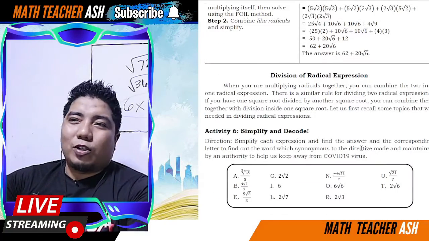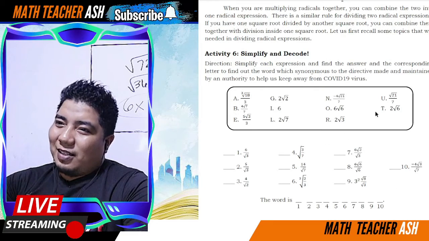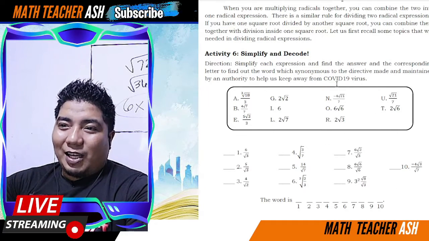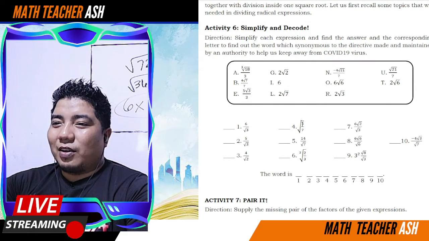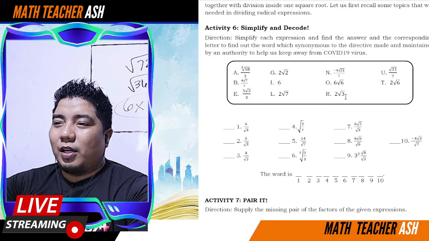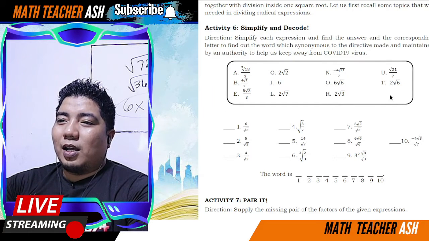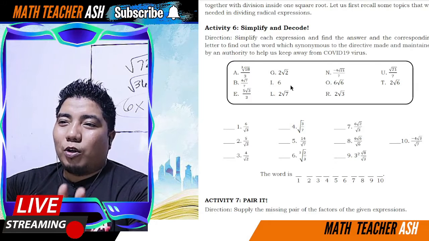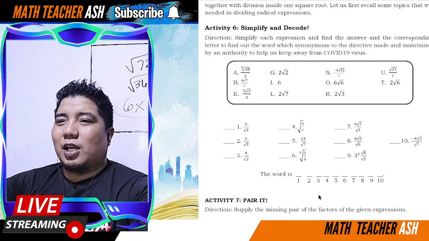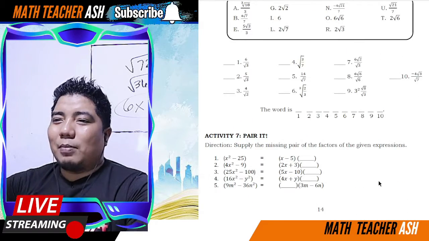Okay. So, now let us go to the division of radical expression. So, same pa rin, magsisimplify tayo. Okay? When you simplify, the choices are here. Okay? Ito yung mga isi-simplify mo na part. At ito yung mga choices mo. Dito ka kukuha ng mga sagot. Okay? So, you do the rationalization from this one and then nandito yung mga sagot. Kung ano yung corresponding letter, yun ang ilalagay dyan. Alright. And then there will be a word that will be formed. Okay? Napakadali lang, my dear math learners.